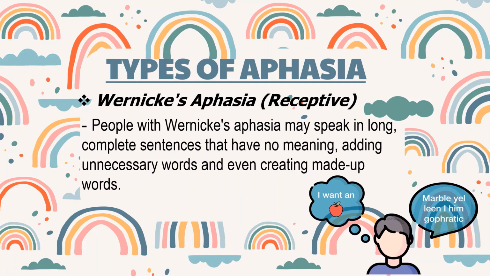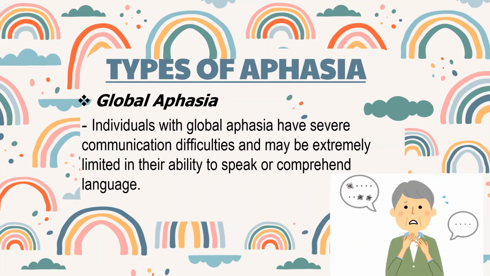The last type of aphasia is global aphasia. Individuals with global aphasia have severe communication difficulties and may be extremely limited in their ability to speak or comprehend language. This results from damage to extensive portions of the language areas of the brain.